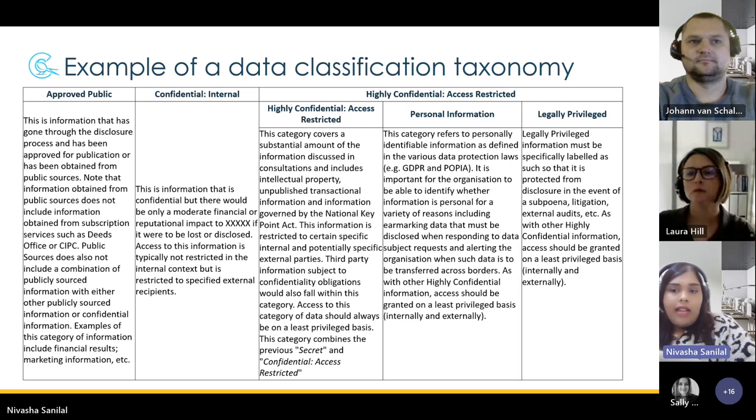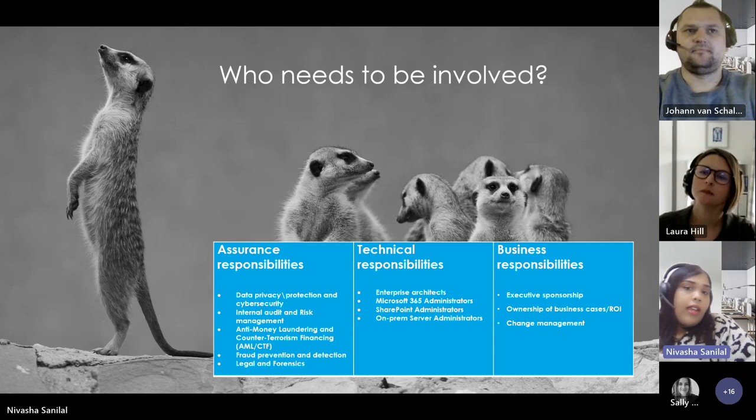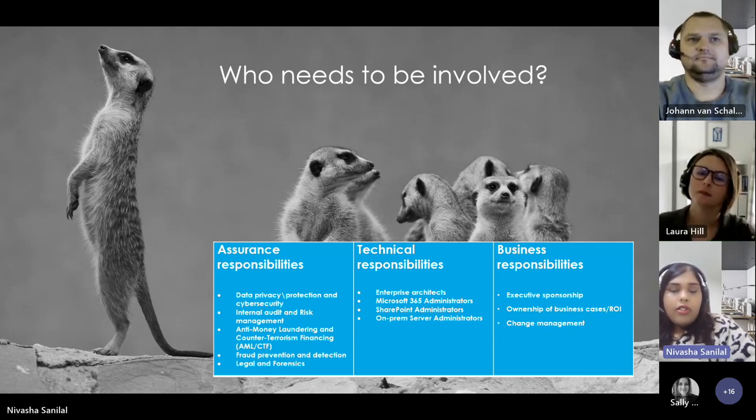So correctly applying the right level of data classification can be complex in real life situations and may sometimes overwhelm users. Therefore, there's this need for a data classification policy. Having this policy and standard helps a user to define and guide their daily work. And last but definitely not least, some of the stakeholders that we recommend be part of your journey if you're going at it alone are your assurance teams, your technical teams, and your business owners.